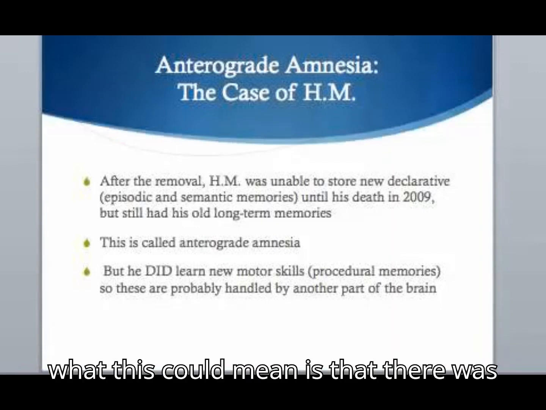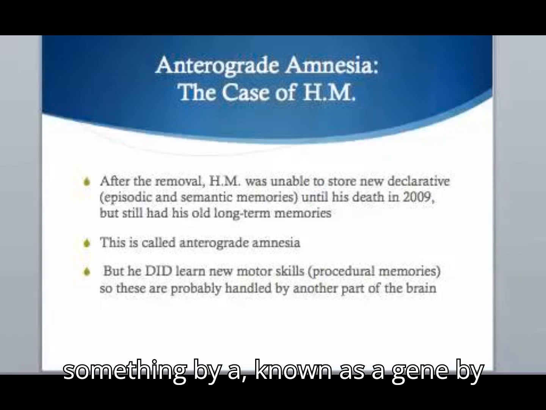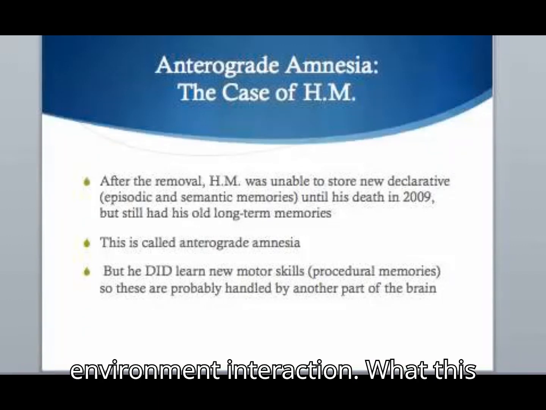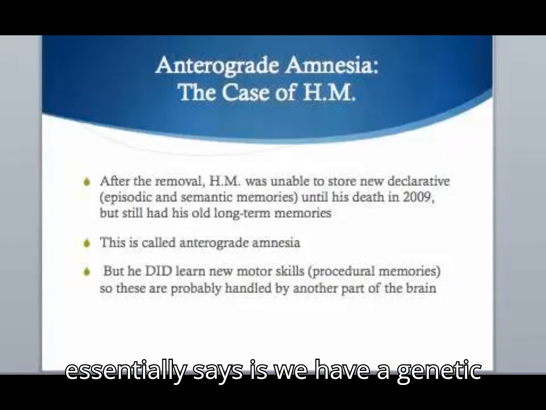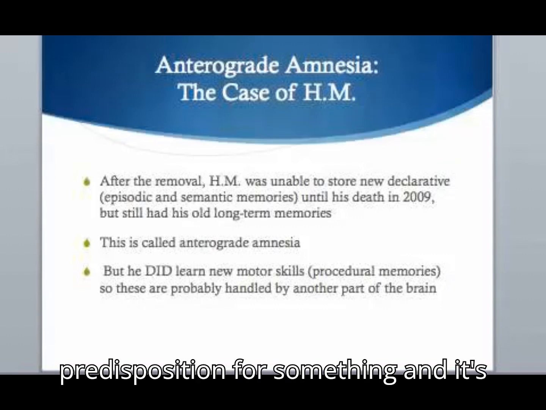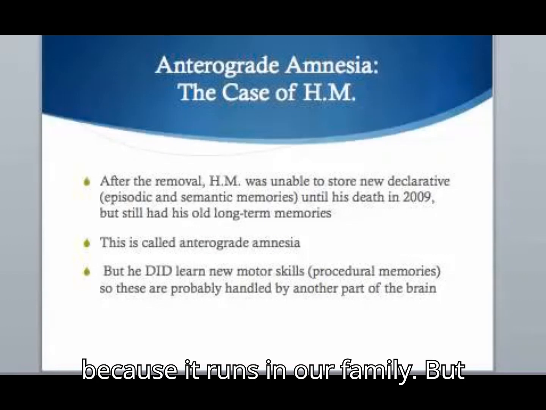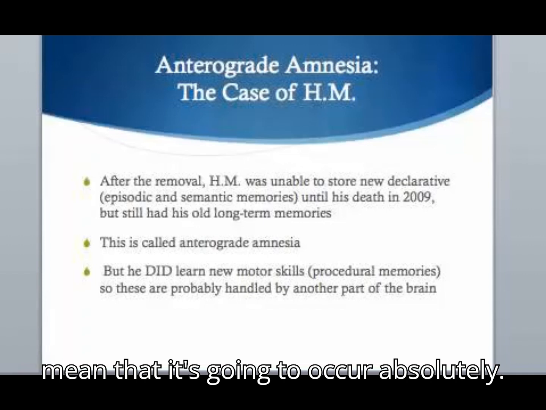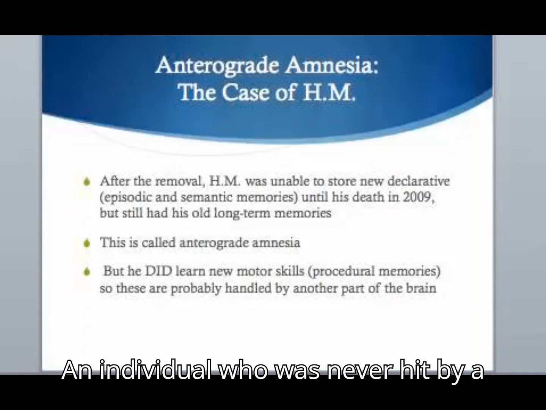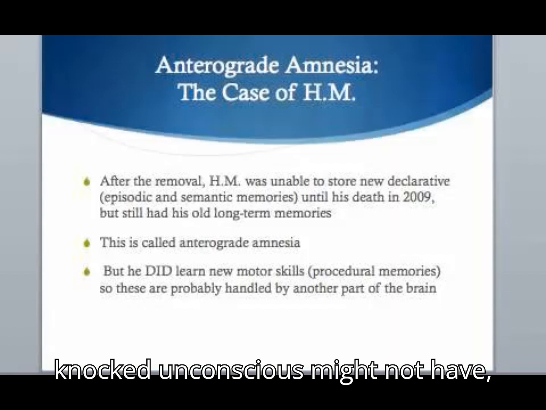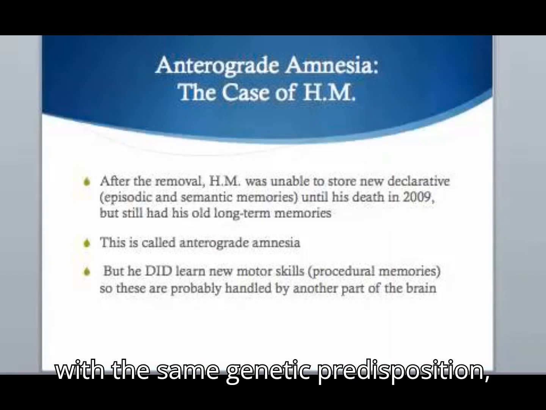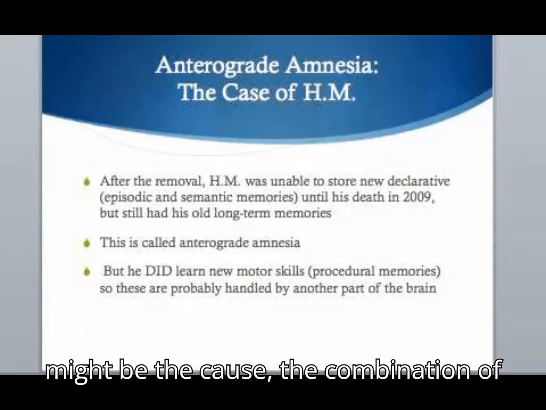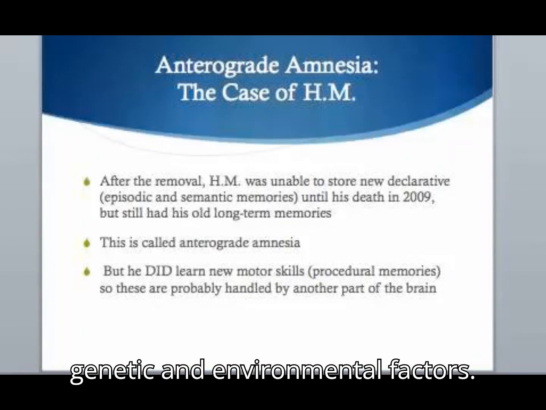And so what this could mean is that there was something known as a gene by environment interaction taking place. This is something to write down. Gene by environment interaction. What this essentially says is we have a genetic predisposition for something. It's more likely something's going to occur because it runs in our family. But just because it's more likely doesn't mean that it's going to occur absolutely. An individual who was never hit by a bicycle and knocked on the head and knocked unconscious might not have, with the same genetic predisposition, developed epilepsy. In this case, that might be the cause, the combination of genetic and environmental factors.